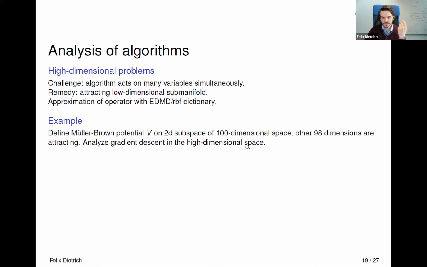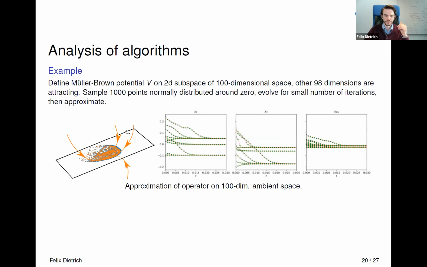And what we did, just as an illustration, is we defined a potential on a 2D manifold. We embedded this manifold in a 100-dimensional space. We said that the other 98 dimensions are very attracting, so it essentially moves down to this plane very quickly and then evolves kind of slowly towards the minima of this potential. And even though the space is very high dimensional and we would not have any chance to really sample the data well in this high dimensional space, or let's say define a Fourier basis for the operator in the 100-dimensional space, right? That's impossible numerically.